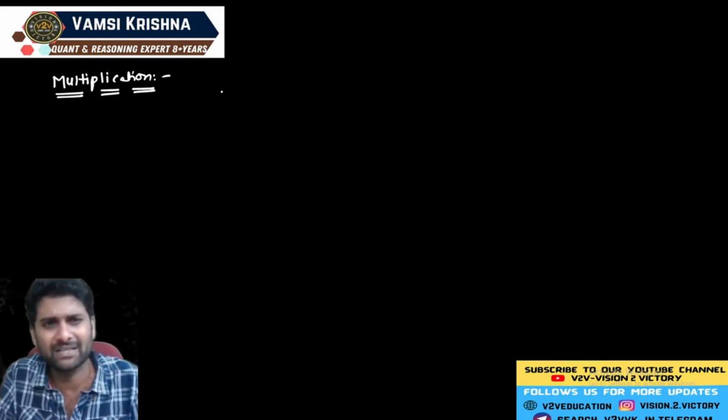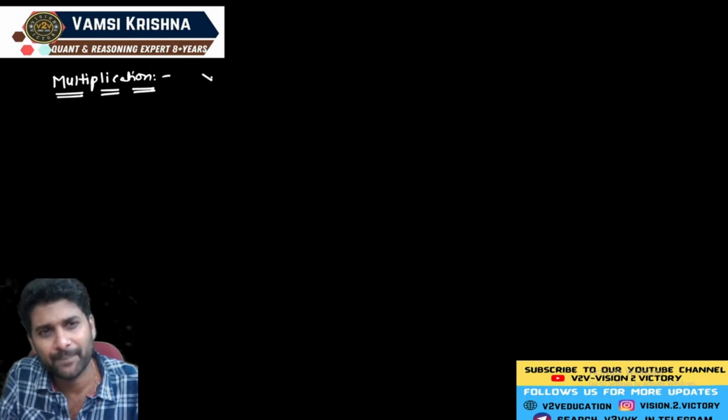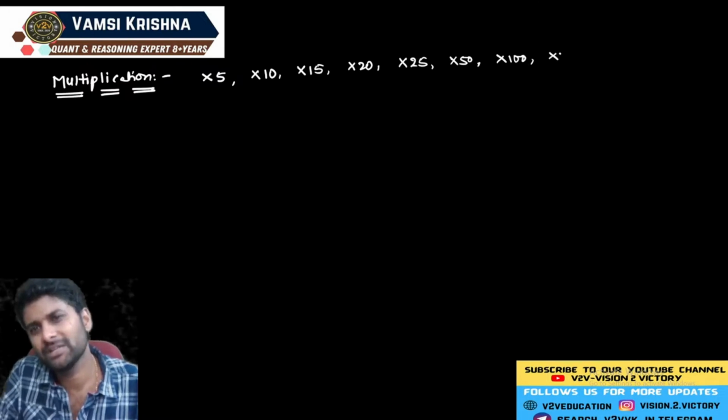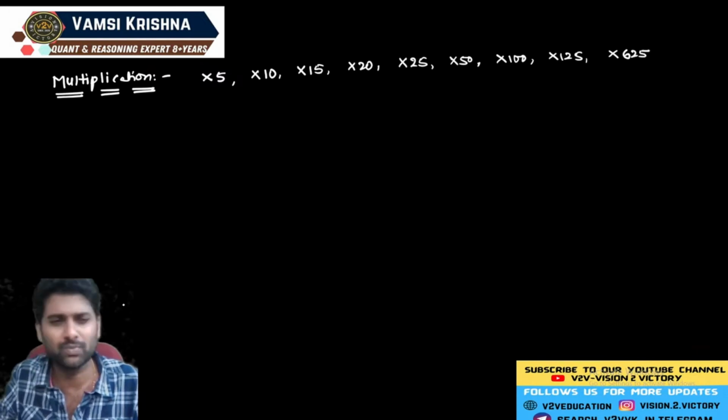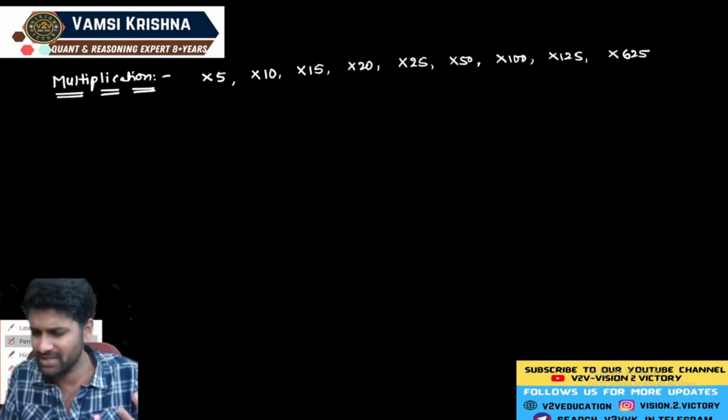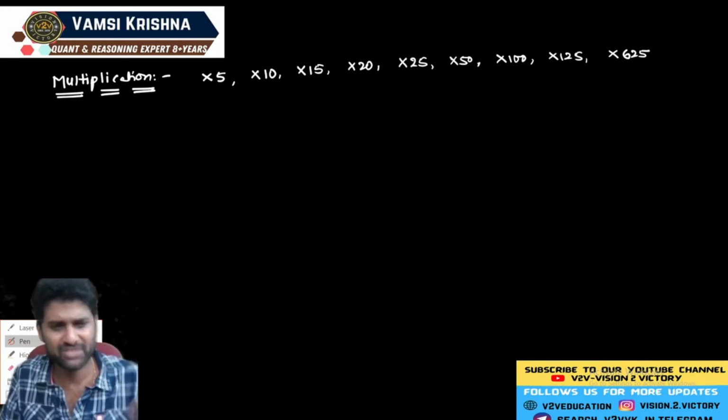Guys, you can expect numbers which are multiplied by 5, or by 10, 15, 20, 25, in this way, 50. And you already know that 100 is easy for you. Multiplied by 125 and multiplied by 625, I will tell you the most important values. You can see these kinds of calculations in every question in arithmetic or data interpretation. So I will tell you all the things in today's session, guys.